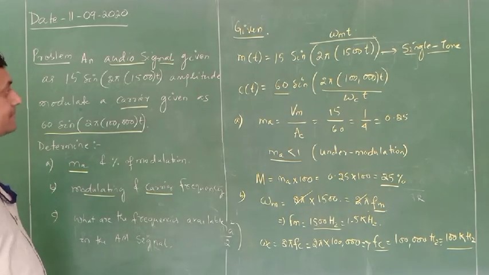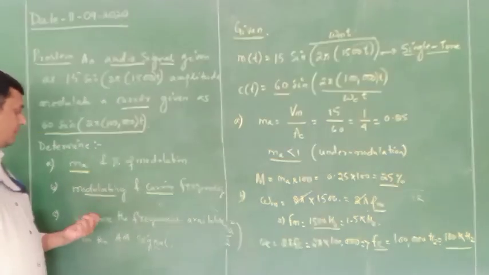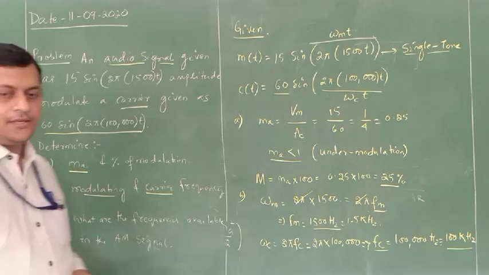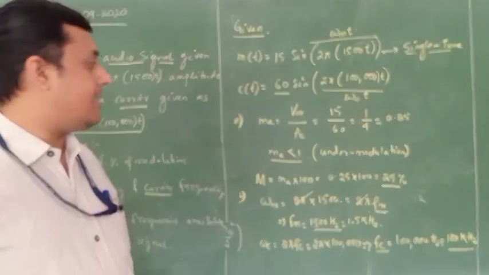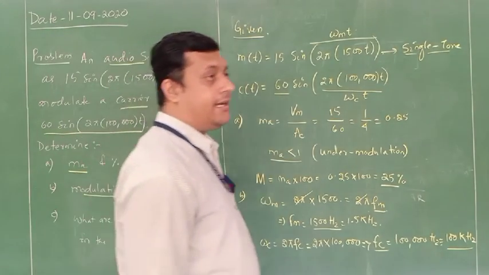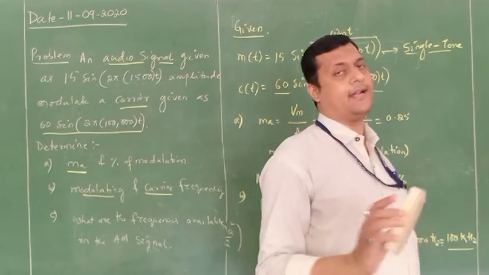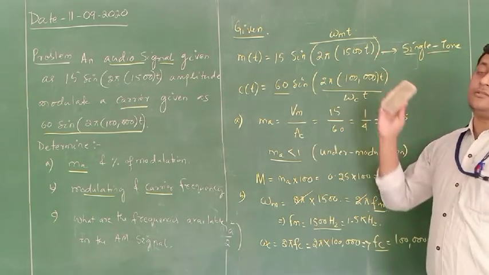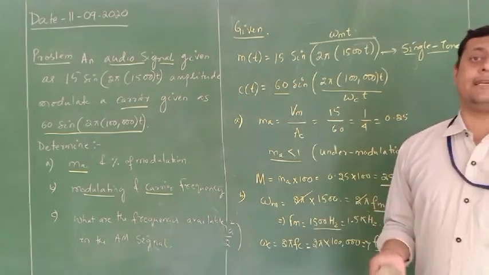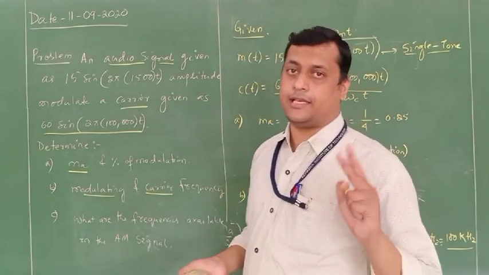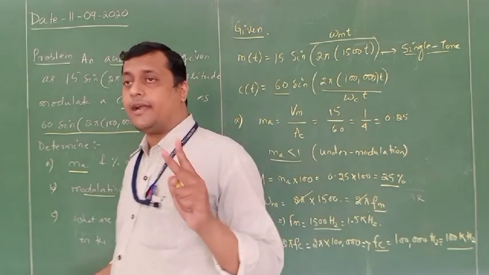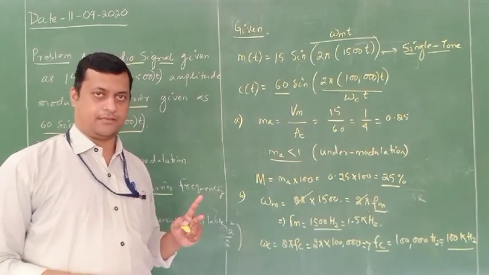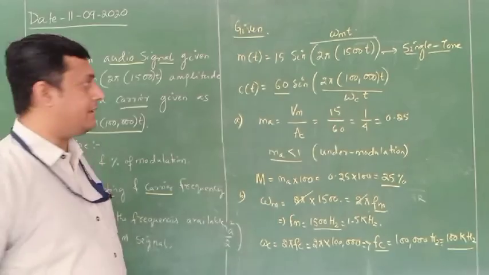Now next, it asks what are the frequencies that are available in the AM signal. Now here, whenever these sorts of things are asked in a particular question, indirectly they are asking about the frequency translation. That means if it is a single tone, as I have written, a single tone signal, your modulated signal will have three basic components. One, carrier component, and two, sideband components. So you have to identify those frequency components first. Okay? Then we can go for bandwidth.